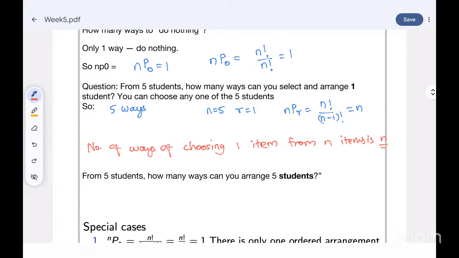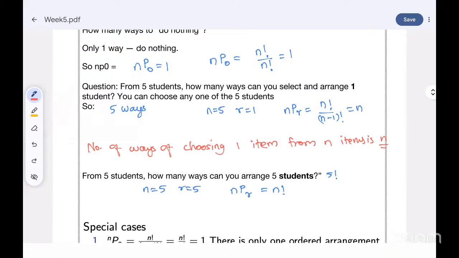5 factorial ways. 5P5 is 120. 5 factorial, 5 factorial ways. nPn is n factorial. So here n is 5 and r is also 5. So when n and r are the same, what happens? This is something I already showed you. It is n factorial by 0 factorial, so here it is simply n factorial, which is 120.